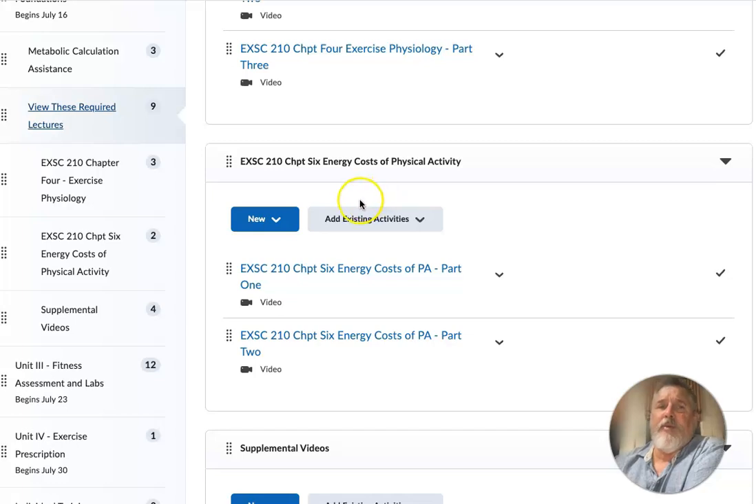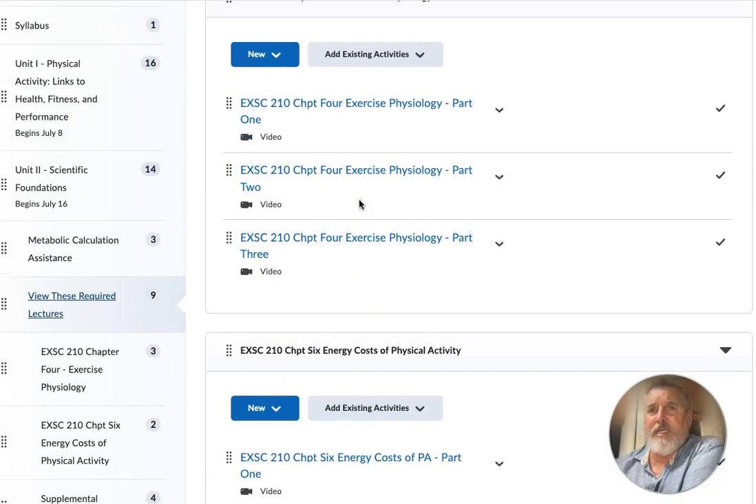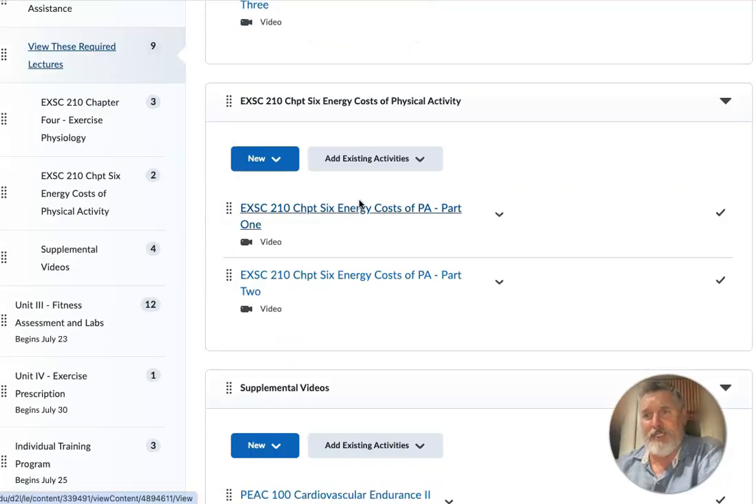What do you have to do for this unit? Well, you're going to need to view this content, and then you're going to have a test. Test 1 is going to be chapters 1 and 2, which I said previously, along with chapter 4. And then test 2 will be 8 metabolic calculations or problems.